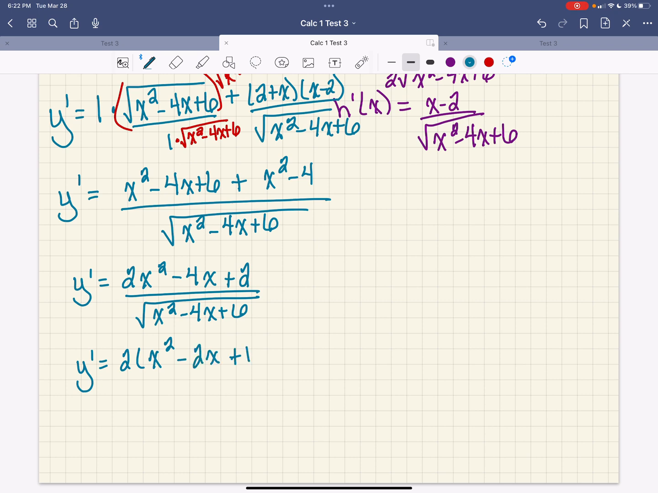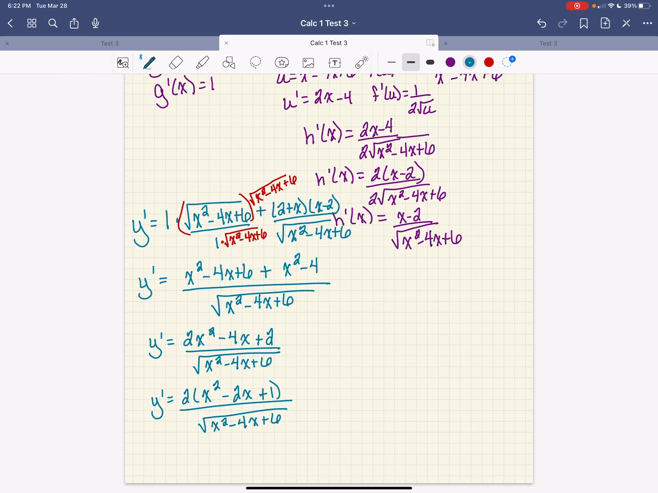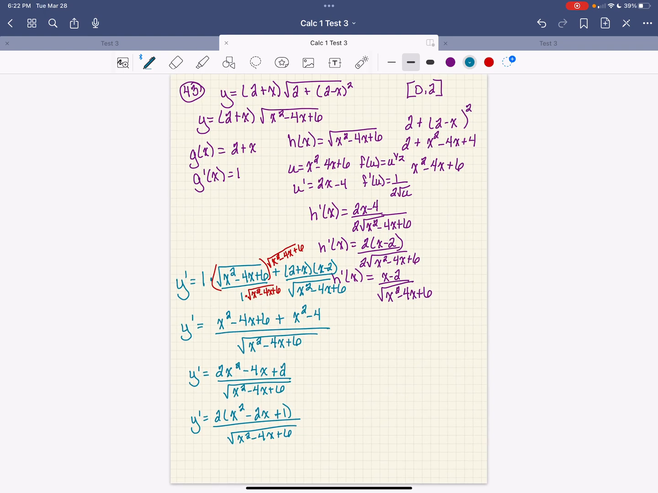Plus 1. Okay, and then I have x squared minus 4x plus 6. Okay, so now at this point, I have my derivative, and I am going to look and see if I have any critical numbers within this interval right here.